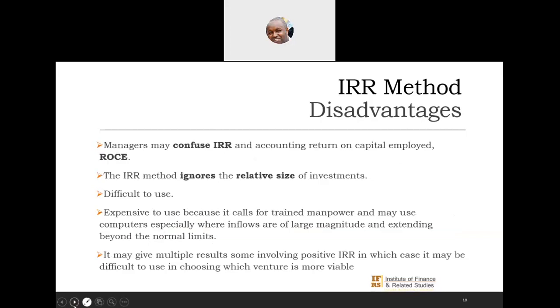However, it has certain disadvantages. The first one is that managers may confuse it with accounting rate of return. Sometimes it ignores the relative size of investment projects. It's difficult to use. Sometimes it's also expensive to use, and it may give multiple answers.